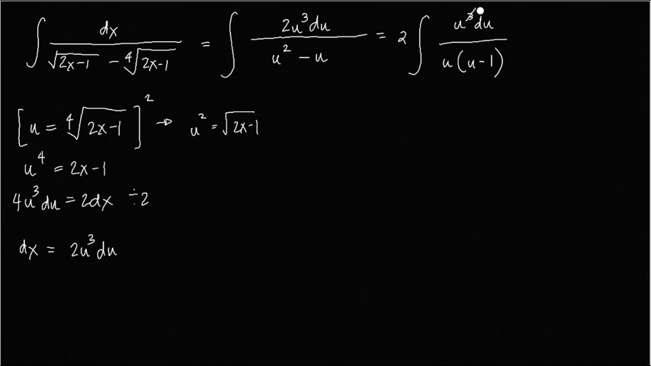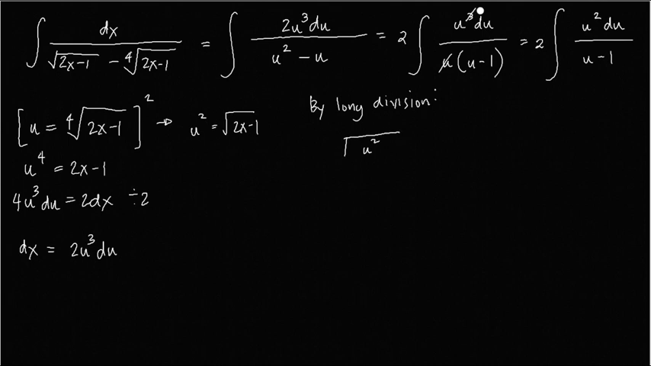Okay, cancel yung isang u. We have 2 times the integral of u squared du over u minus 1. So by long division, para ma-simplify further, you have u squared divided by u minus 1. So u squared divided by u is u. Then u times u minus 1 is u squared minus u.